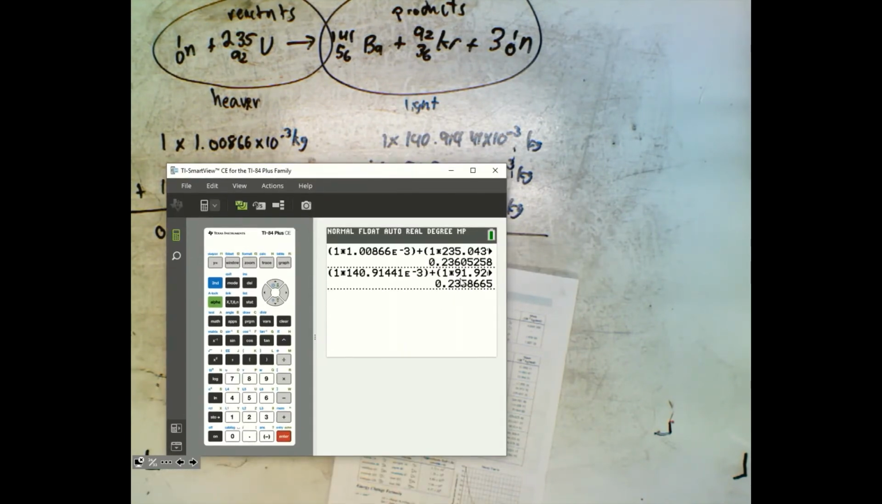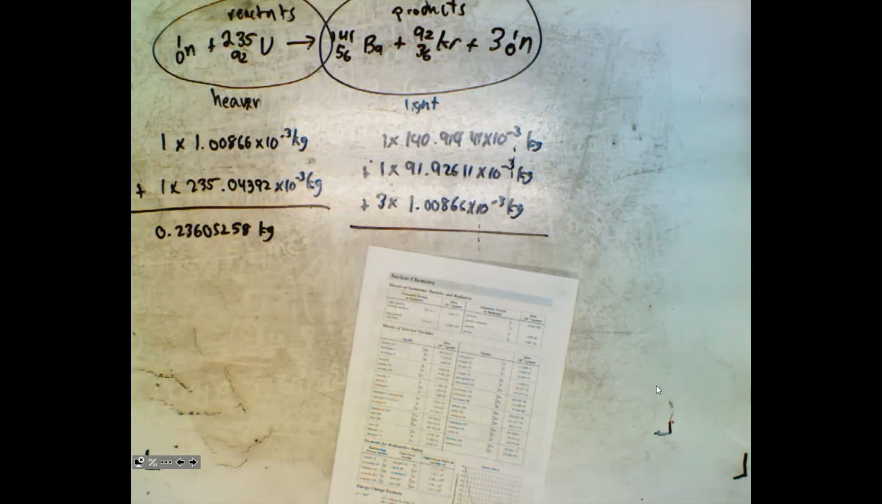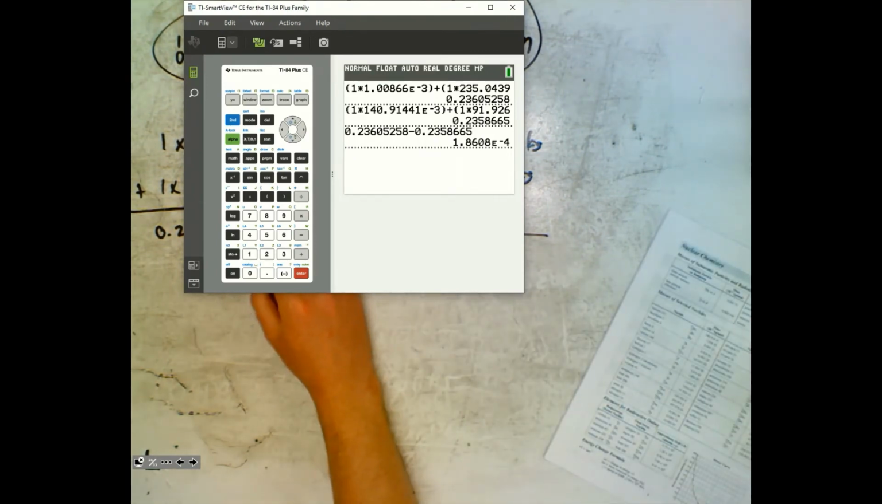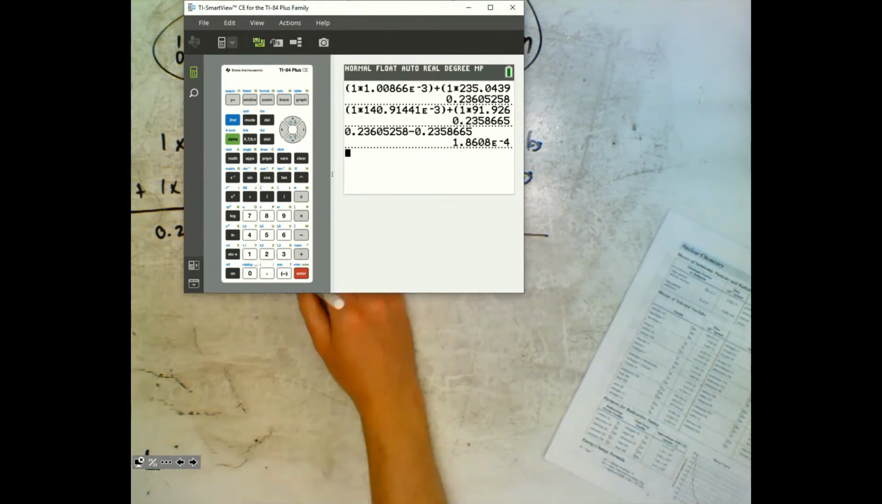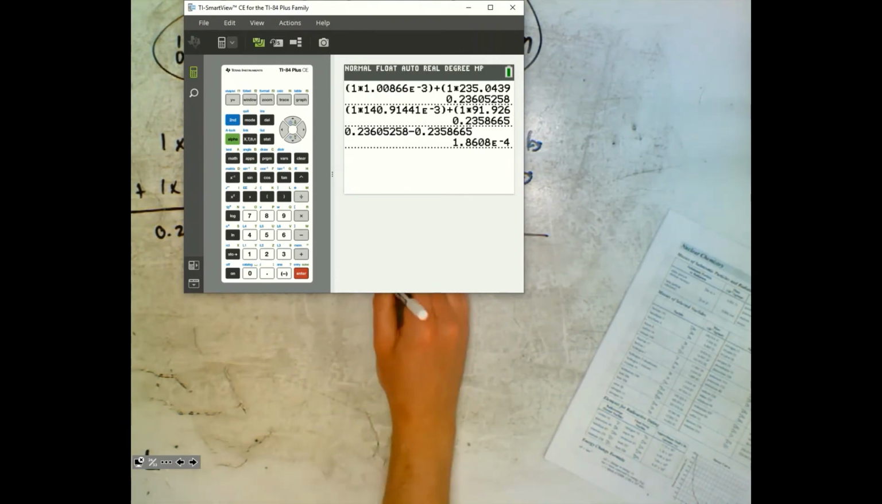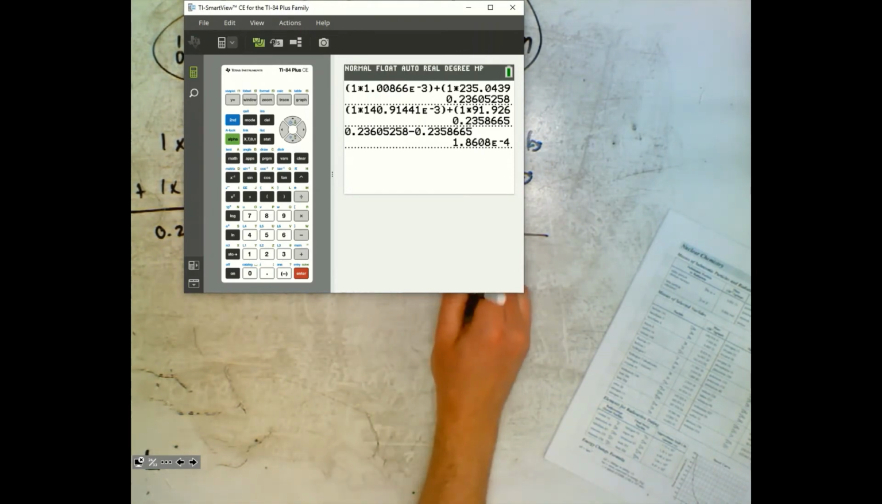So you can see there's a little bit of a mass difference, and my reactants are heavier than my products. So if I take this and I subtract it from this, this is the mass difference, and that's what I want. That's the most important value. That's what I was looking for, my difference in mass. So my difference in mass between these two is 1.8608 times 10 to the negative 4 kilograms.